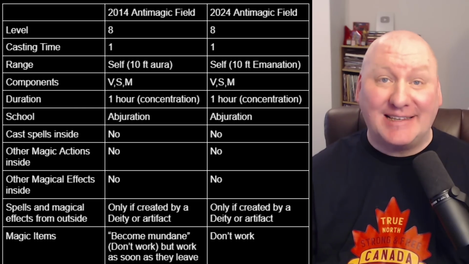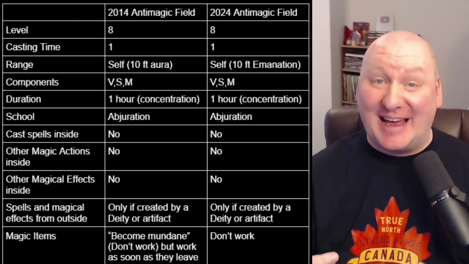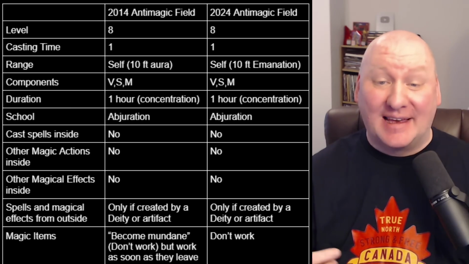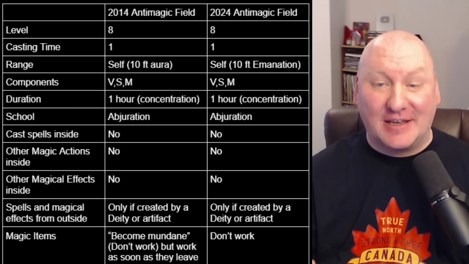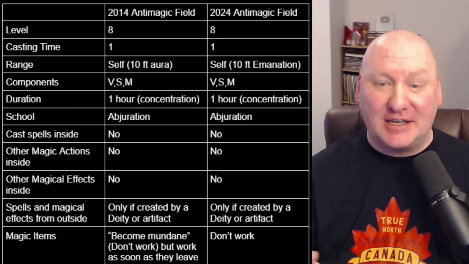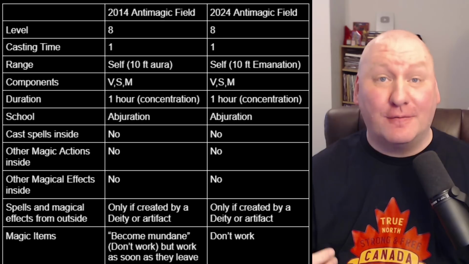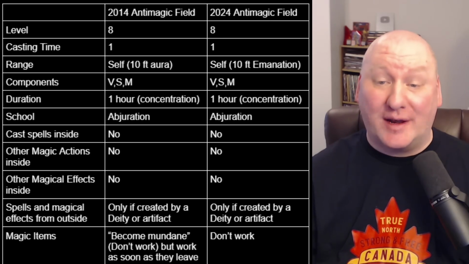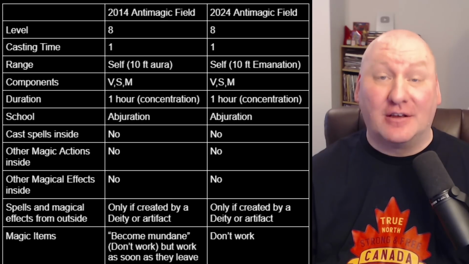They're both level 8. That means this is a very, very high level spell. You have to be 15th level at least in order to cast it. Casting time is 1 action. The range is worded slightly differently. We have a range of self with a 10-foot aura for the 2014 version, a range of self with a 10-foot emanation in the 2024 rules. Just a change of wording that means the same thing. Components are verbal, somatic, and material for both versions. The duration is 1 hour using concentration for both versions. The school is abjuration for both versions.